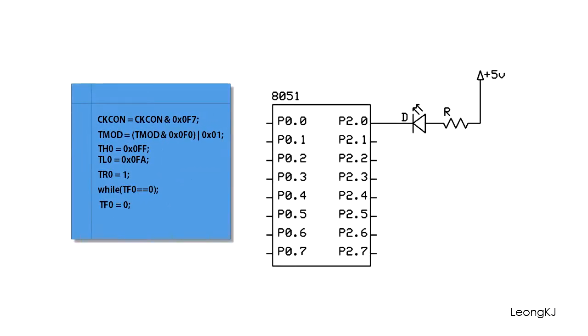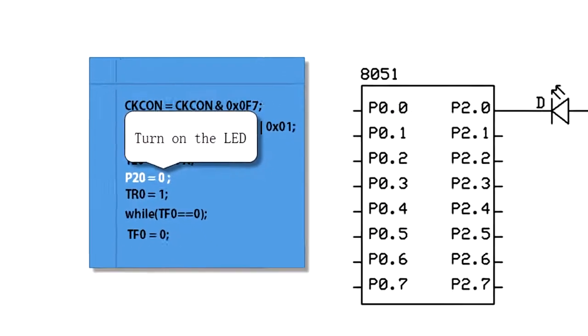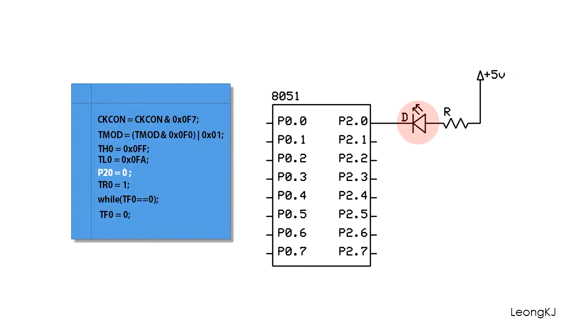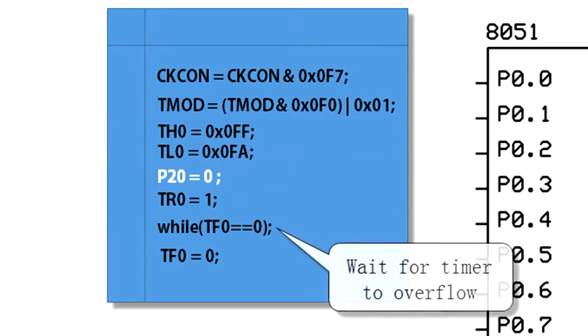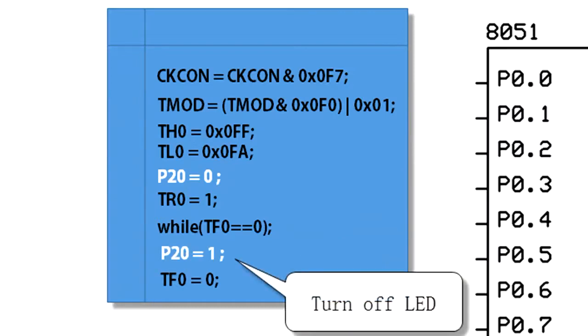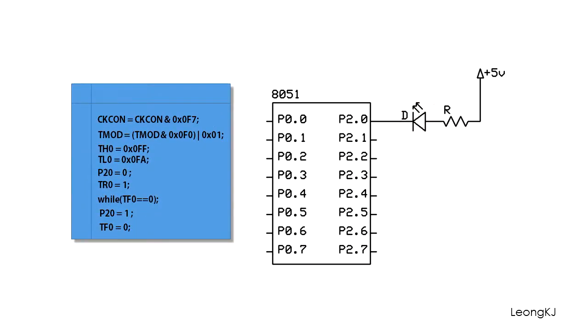Assuming you have a circuit with a LED and you wish to turn on the LED for a specific time. Let's insert here the instruction to turn on the LED. Start the timer. Wait for the timer to overflow. We know exactly how long this takes. Then turn off the LED. We have on the LED for a specific time, and this duration is determined by the counter value.